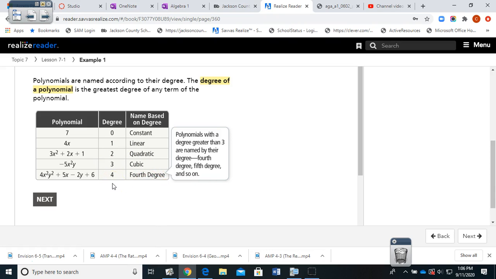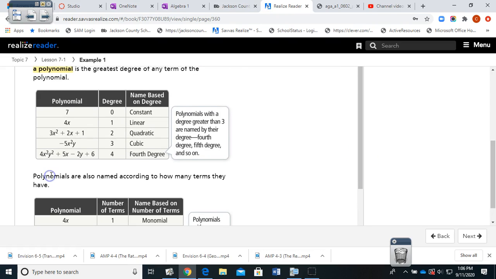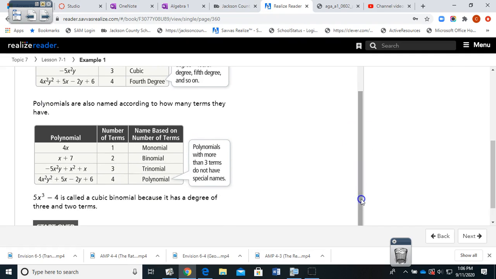Okay. So polynomials with a degree greater than 3 are named by their degree: 4th degree, 5th degree, and so on. All right, so these are all naming by degrees. These are all the number of terms. How many terms? 1. 4x is 1 term. So it's a monomial. X plus 7 is how many terms? 2. X is a term. 7 is a term.